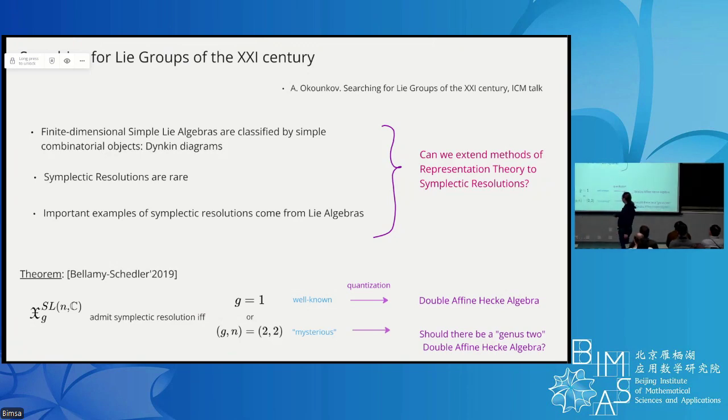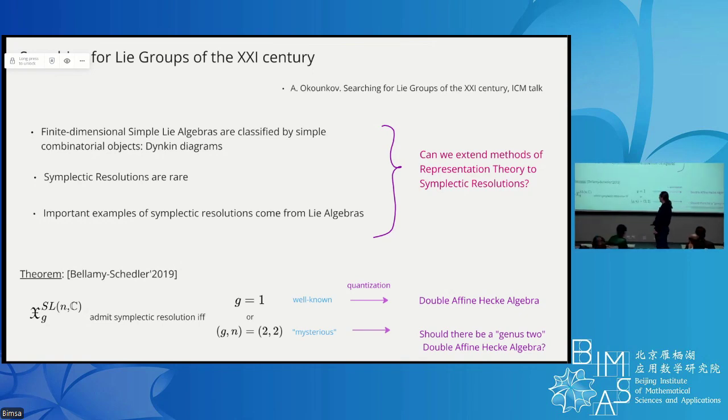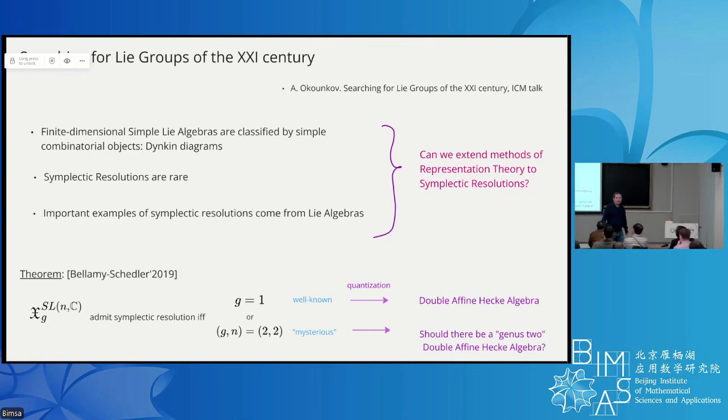So this led Bellamy and Schedler in 2019, well, in 2019 that was published, it was probably a few years before that, to actually classify all character varieties which admit a symplectic resolution. What they've shown is that they are all symplectic singularities. That's the unsurprising part. But they admit a symplectic resolution only in two cases.